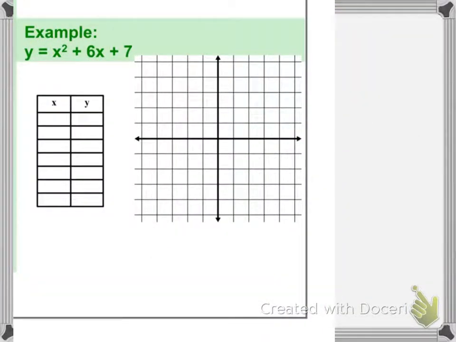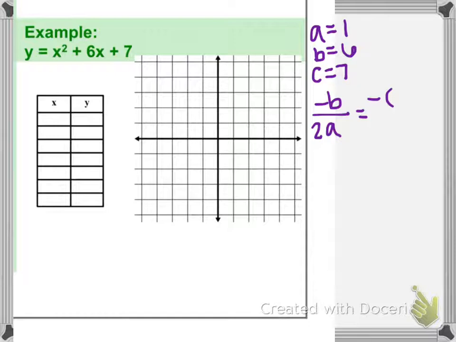Here, same idea. We have to find the vertex first. So we've got to find A, B, and C. A is 1, B is 6, C is 7. We find the vertex by starting with negative b over 2a. So negative 6 over 2 times 1, which is negative 6 divided by 2, which is negative 3.